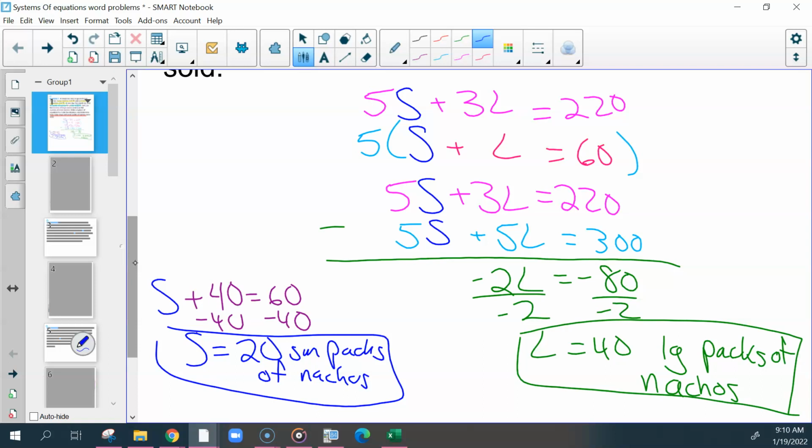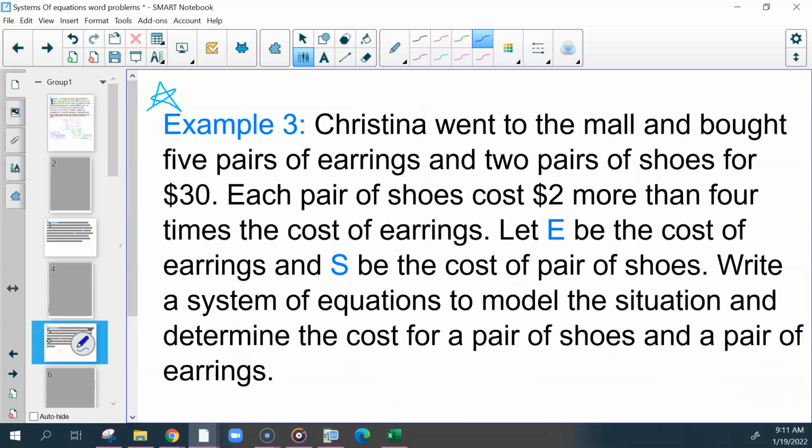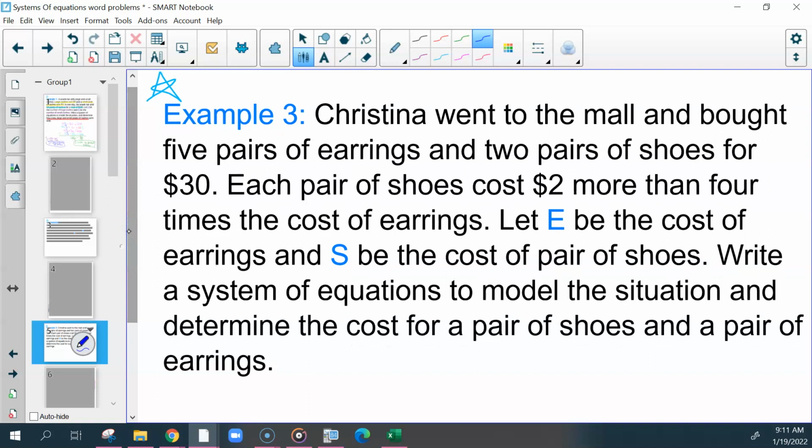Before we move on to the next one, do we have any questions on how we set this up, how we solved it, got the answers? We're not going to do example 2 because I'm going to let you try that one. Skip to example 3. Take a second and read it.